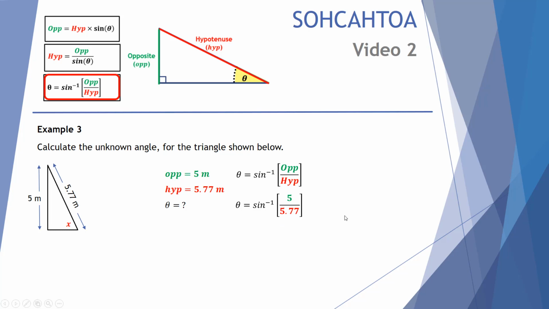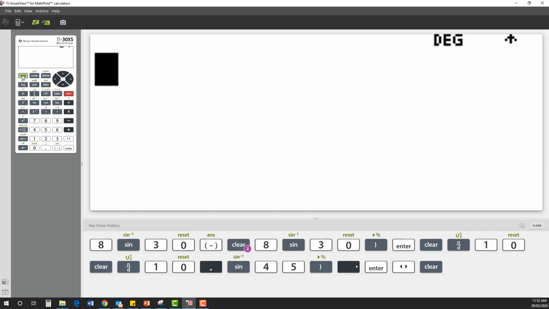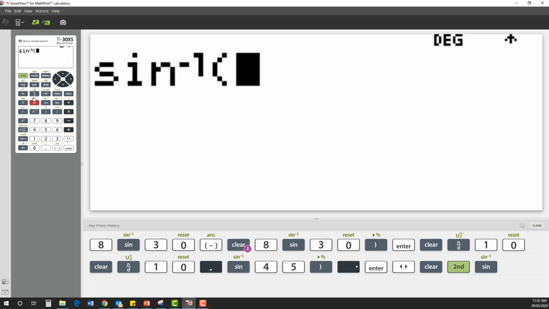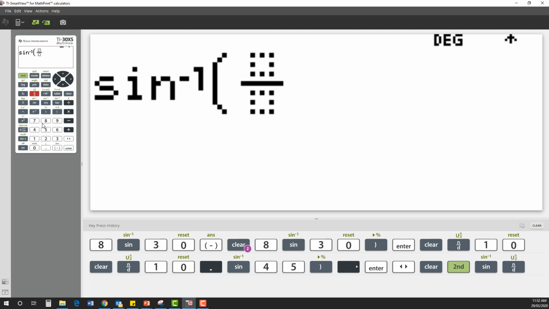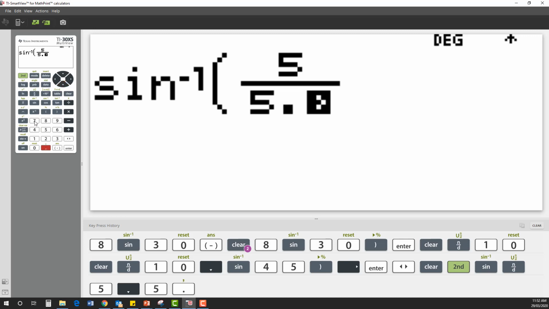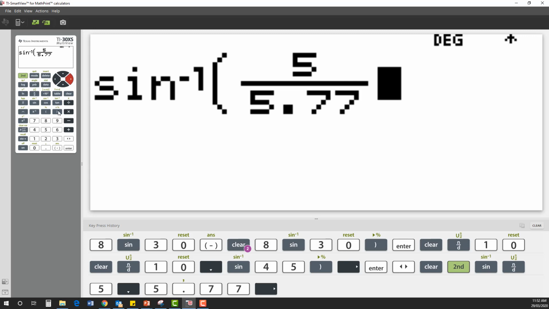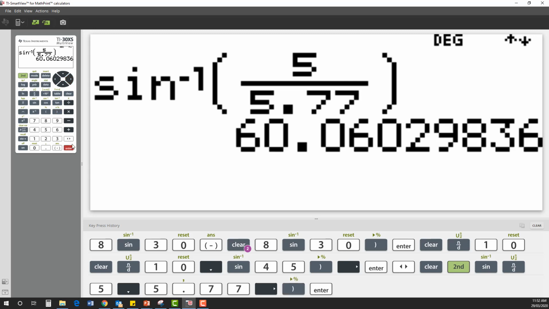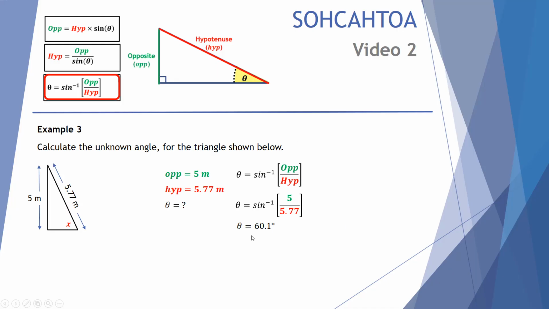Let's calculate that with our calculator. Okay, we want the inverse sine, second function sine. You can see there's an inverse sine function there. And we want to put a fraction in this with 5 on the top, the numerator, and 5.77 on the denominator. That gives us a value of nearly 60.06 degrees. So we found the unknown angle to be 60.1 degrees. So to answer this question properly, the unknown angle for the above triangle is 60.1 degrees.